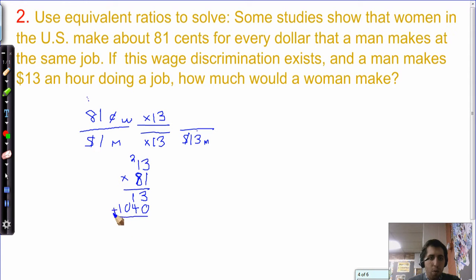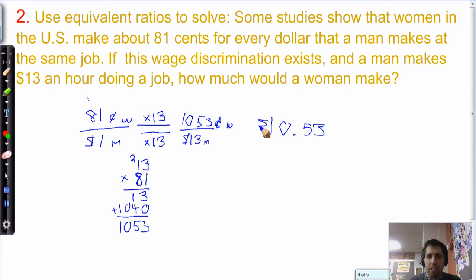So a woman would make 1,053 cents. To make this actually mean something to us, why don't we convert that to dollars? And we can do that just by asking, how many cents are in a dollar? 100. So we need to divide this into groups of 100. Whenever we divide by 10, we move the decimal over once. Whenever we divide by 100, we move the decimal over twice. So this is $10.53.